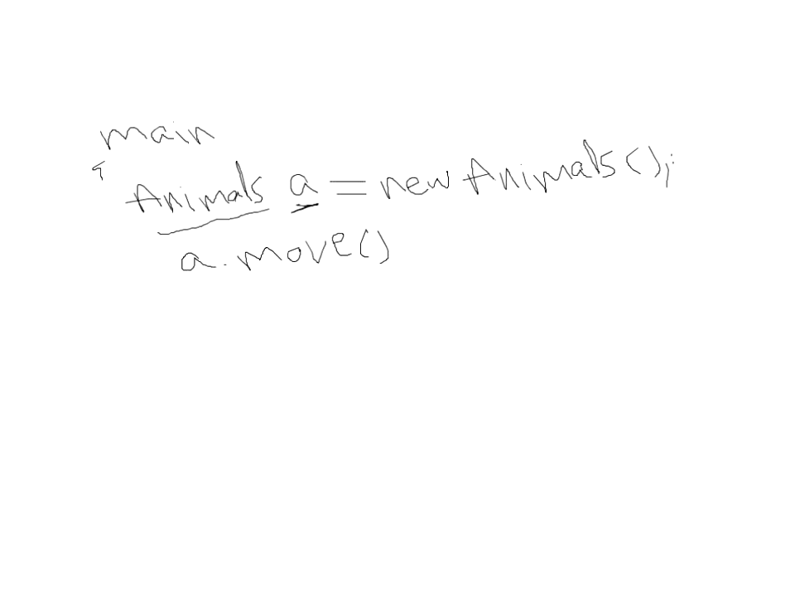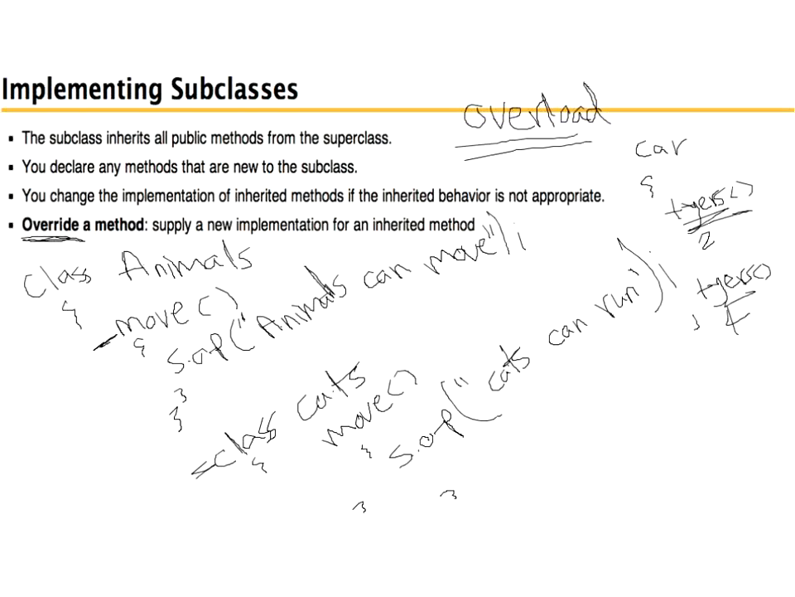Now tell me what will happen. What will happen now? Error? No, nothing, no error. Why error? A dot move will call this method here. So it will print out for me animals can move.